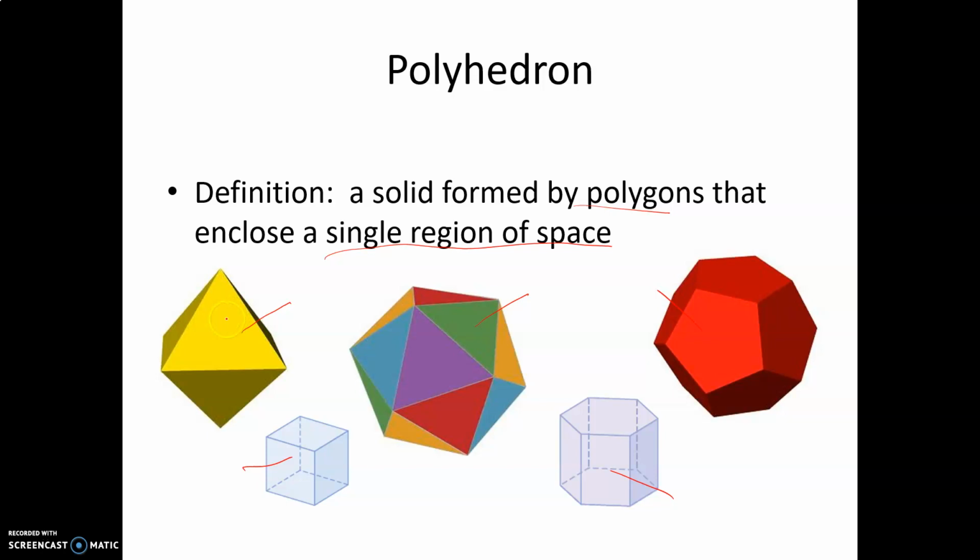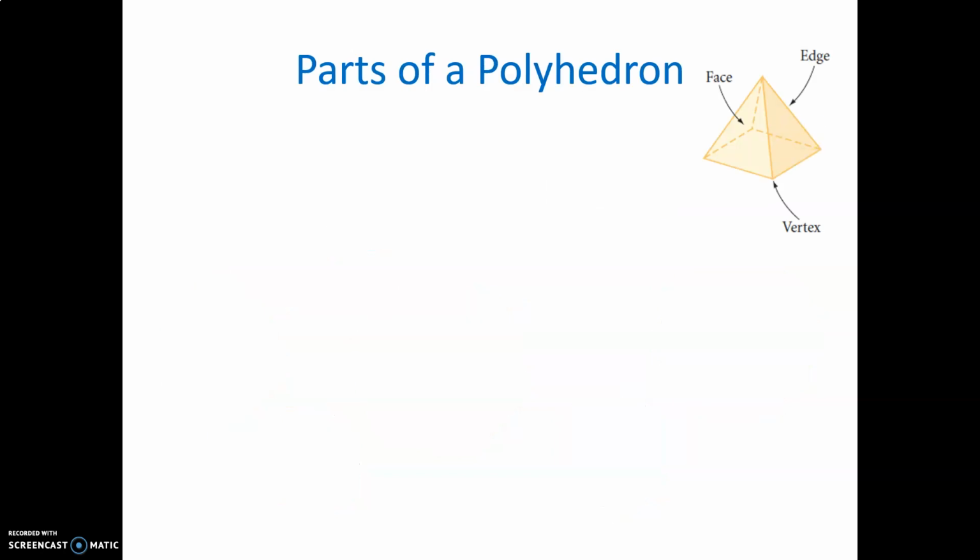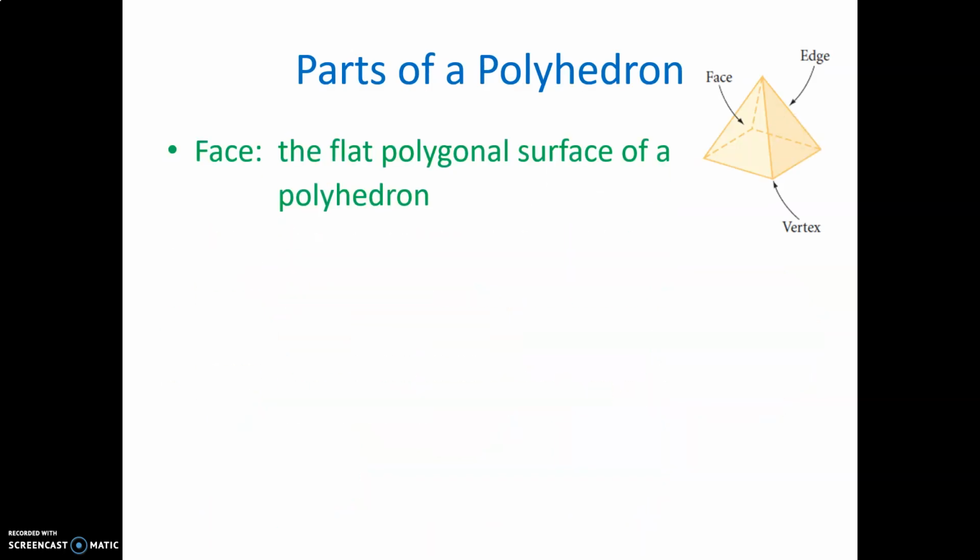This is formed by triangles over here. This has more triangles. This has pentagons. This has squares over here. This one has rectangles on the sides and hexagons on the top and the bottom. So all of those polygons get together and they form a solid region of space inside. That's called a polyhedron. So the parts of the polyhedron, the face.